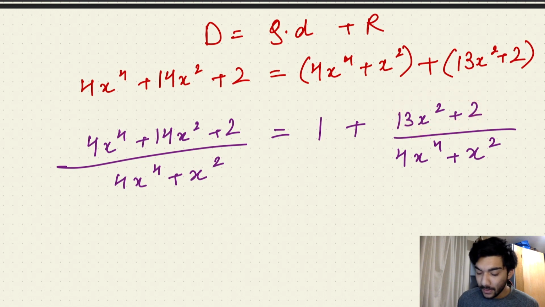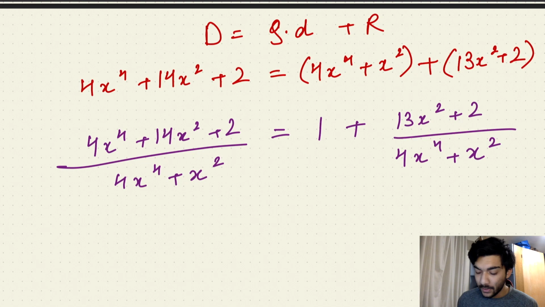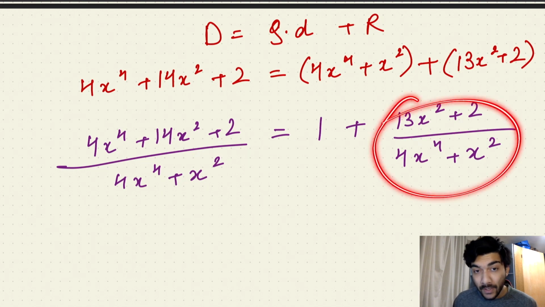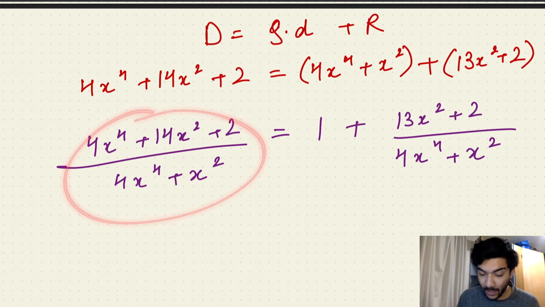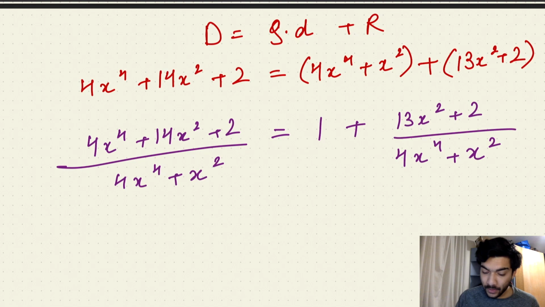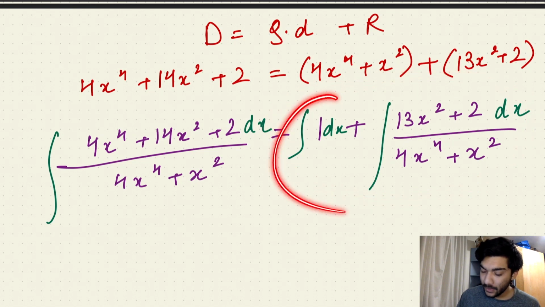Now in this case you can clearly see that the degree of the polynomial in the numerator is 2 and the degree of the polynomial in the denominator is 4, which is definitely allowed if we want to use partial fractions on this expression and split it into individual components for which we already know the indefinite integral. And now we know that we have to calculate the integral of this expression, which can be easily written as the integral of 1 dx plus the integral of this expression dx in this case, right?